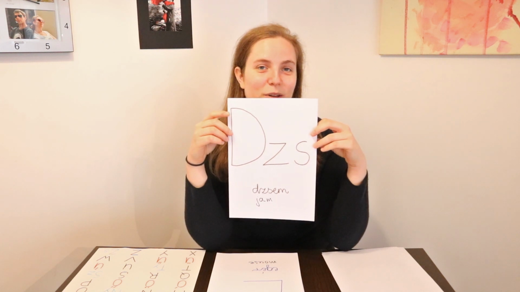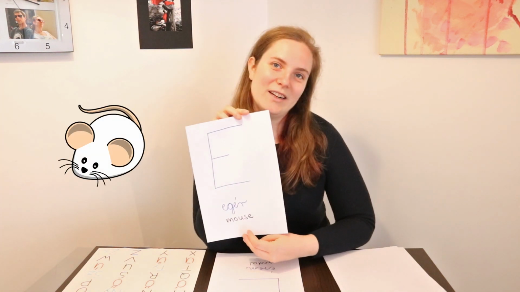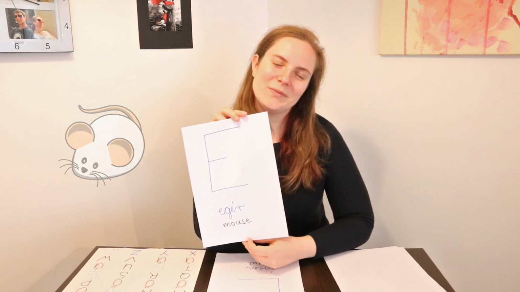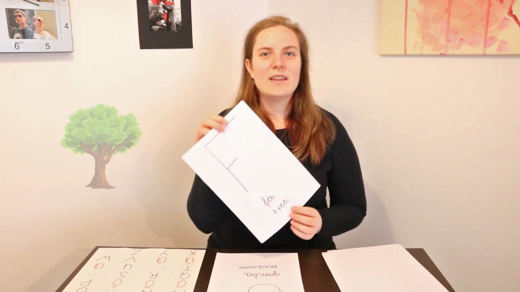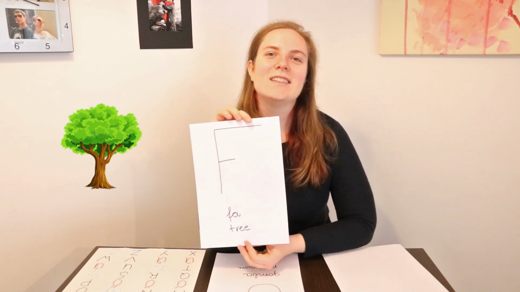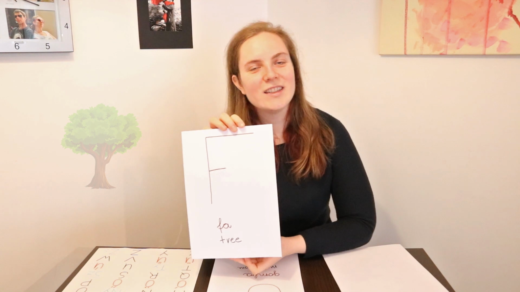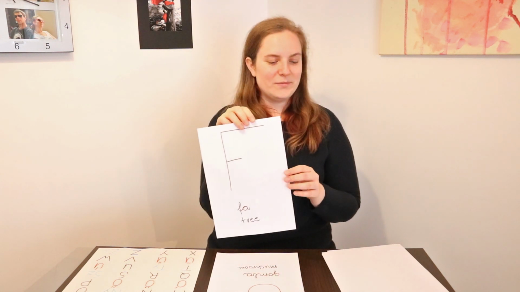Yeah, I know, I'm sorry. E means egér. It's a mouse. E means érem. It's a medal. Next up, F means fa. It means a tree. Simple enough, right?